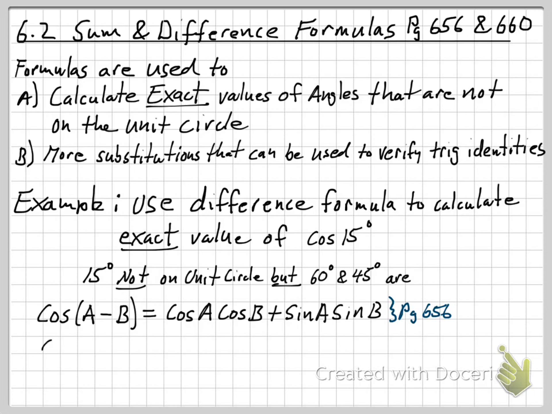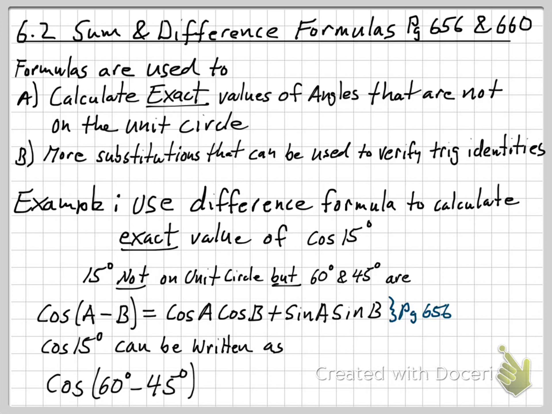So what I'm going to do is say that my 15 degrees is done by a subtraction of 60 minus 45. The 60 degrees becomes my angle A, or alpha, and my 45 degrees becomes my B, or beta. And I'm literally going to substitute in. Everywhere I see an A, I'm going to substitute in 60 degrees. Everywhere I see a B, I'm going to substitute in 45 degrees.